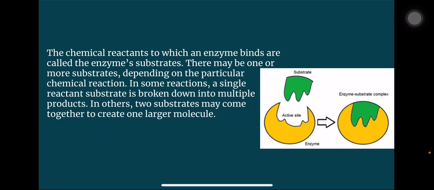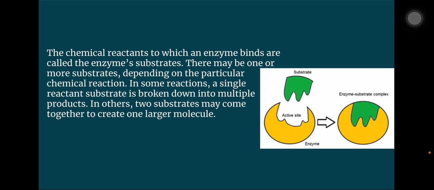The chemical reactants to which an enzyme binds are called the enzyme substrates. There may be one or more substances just depending on the particular chemical reaction. In some reactions, a single reactant substrate is broken down into multiple products. However, in others, two substrates may come together to form a larger molecule.